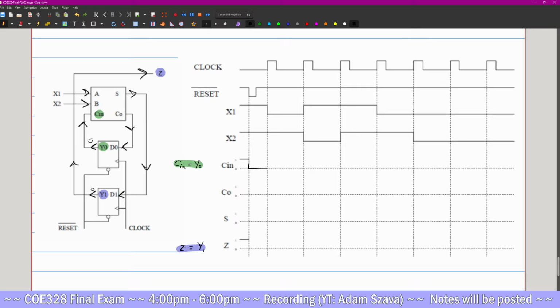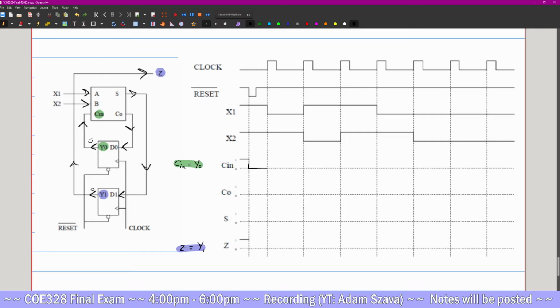So Cin, which is the same value as y0, is of course 0. At the moment of this reset there could be some weird thing happening, and we don't know what's going on for that moment. But after that, we definitely know Cin is 0. Just to simplify things, Cin must go to 0 at that moment.